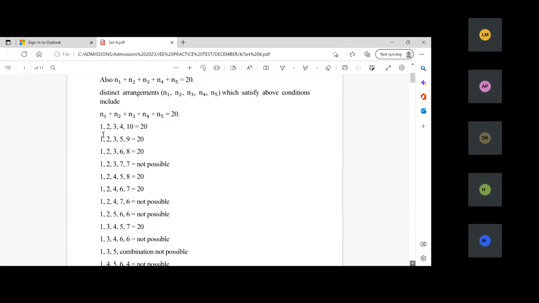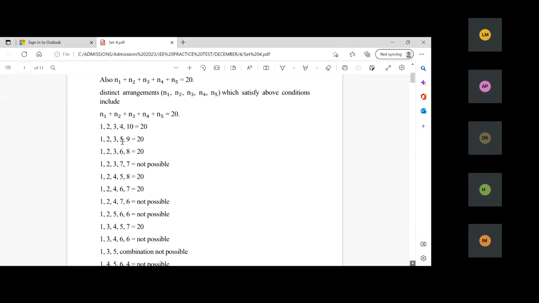So the first combination is 1, 2, 3, 4. This is 10, so the last number can be 10. So the combination is 20. No other number can be placed in this. So I'm just going to increment the first one. It's 1, 2, 3, and 5.